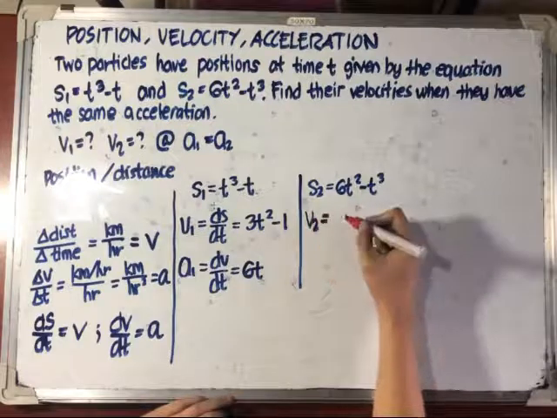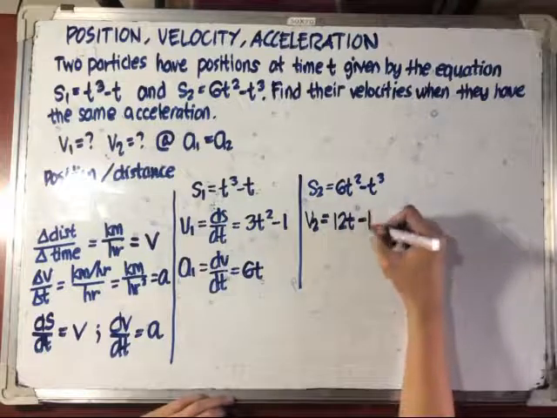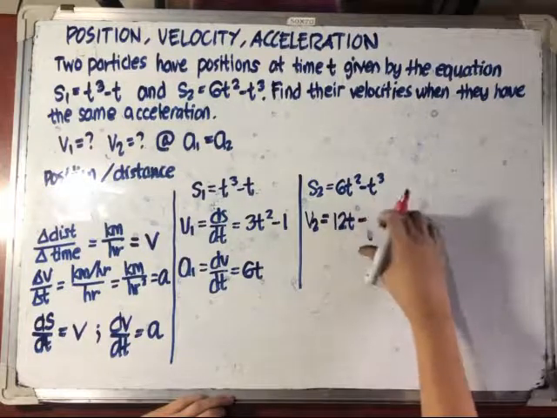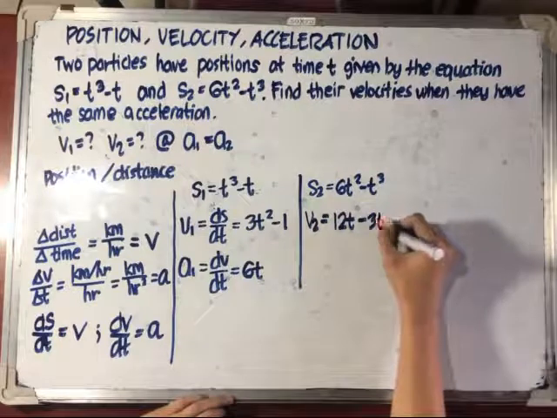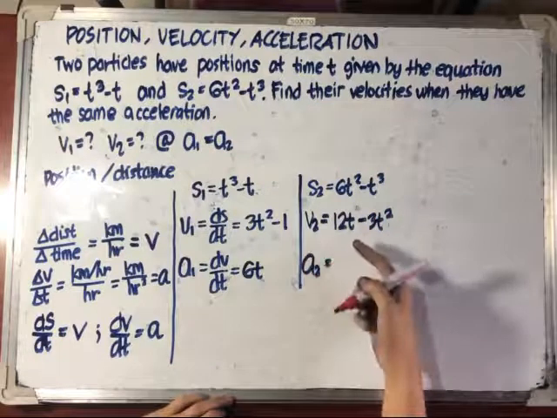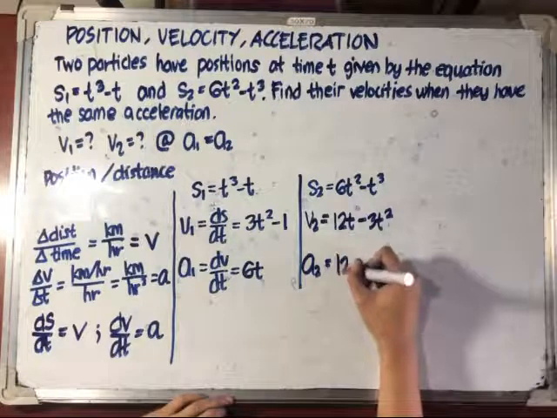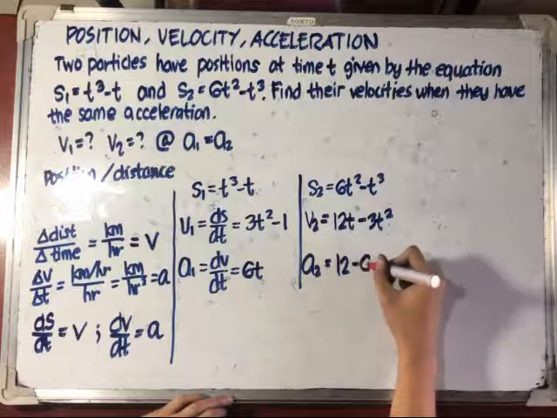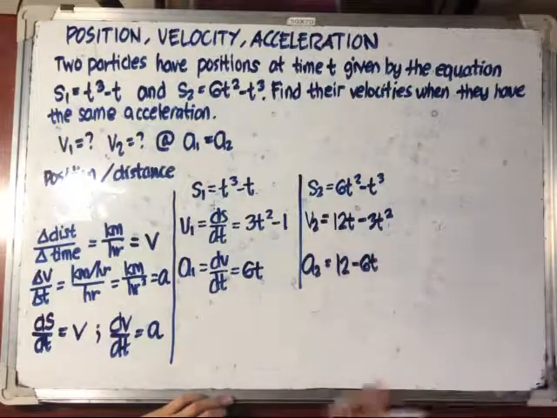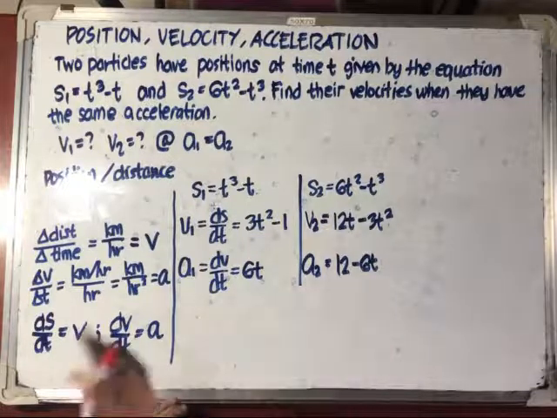Alright? On the other hand naman, for S2, which is given as 6t squared minus t cubed, V2 mo naman this time would be 12t minus 3t squared. Okay? Acceleration 2 mo naman is the derivative of this velocity function here. That is 12 minus 6t. Tama na? Okay.